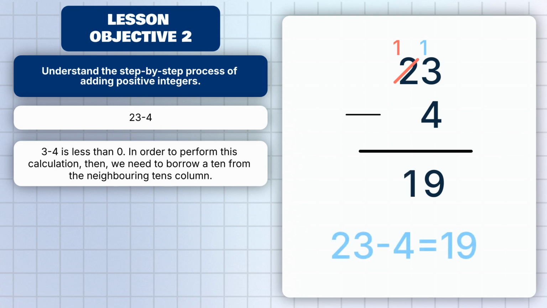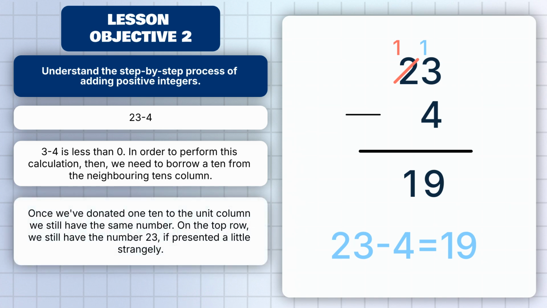This might seem counterintuitive for two reasons. Firstly, the unit column isn't supposed to have tens in it. Second, the whole point of using the column method was to simplify subtractions. Regarding the first point, we bend the rules slightly here to allow us to reach the right answer. After all, once we've donated 10 to the unit column, we still have the same number. See for yourself in the above example. On the top row, we still have the number 23, if presented a little strangely.